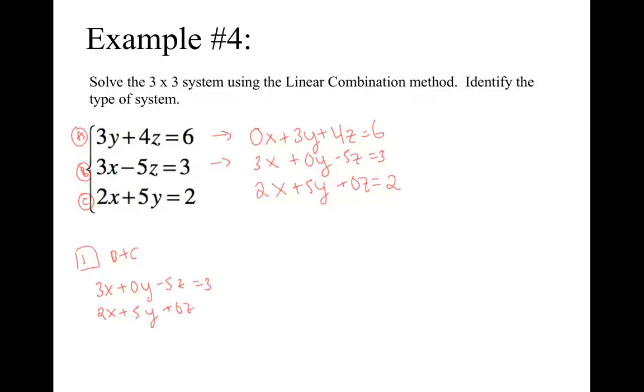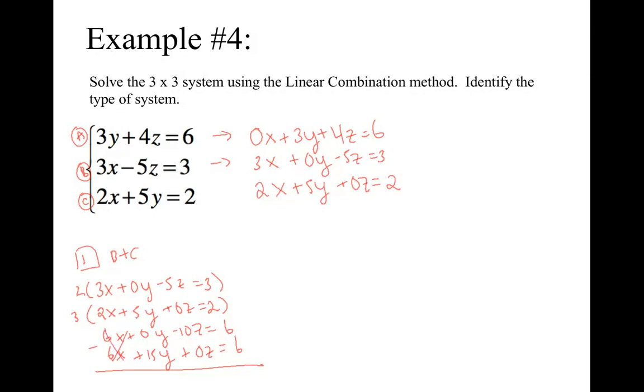So for something like this, I'm going to actually have to multiply both of them, right? I'm going to have to multiply this by 2 and this by 3. And that's going to give me 6x plus 0y minus 10z equals 6 for the first one. And 6x, so that was my goal, plus 15y plus 0z equals 6. And I'm going to go ahead and subtract.